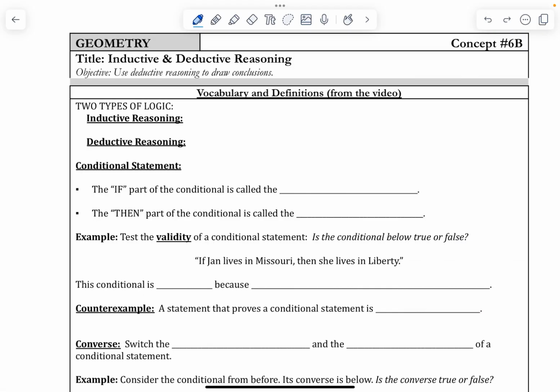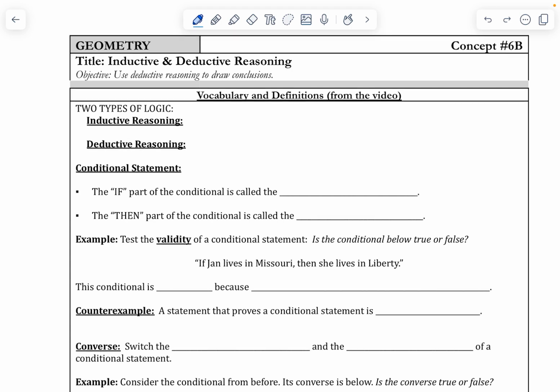All right, concept 6b is about inductive and deductive reasoning. Our objective here is to use deductive reasoning to draw conclusions. So we're going to start off with quite a bit of vocabulary here, and then we'll do some examples at the bottom. So our first little bit of definitions is inductive reasoning.